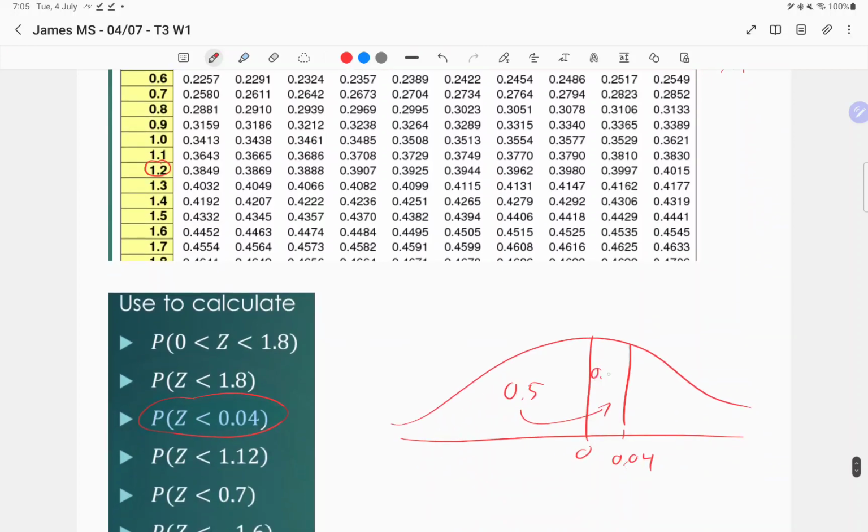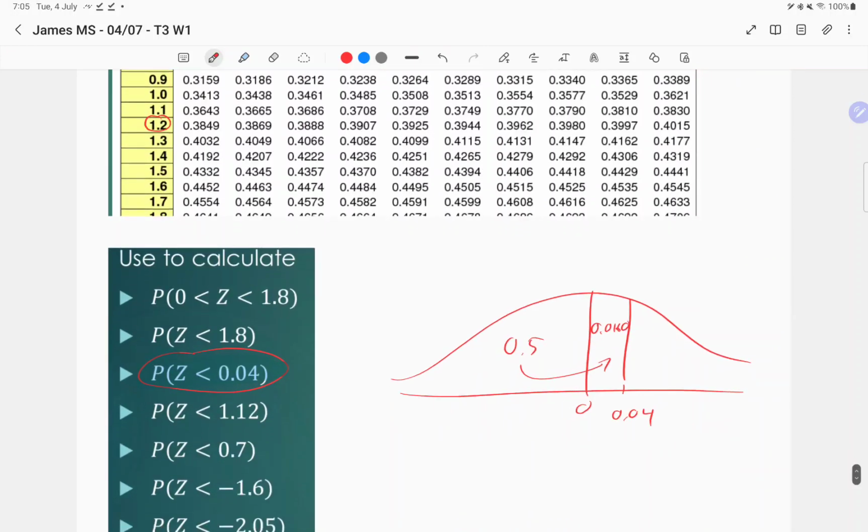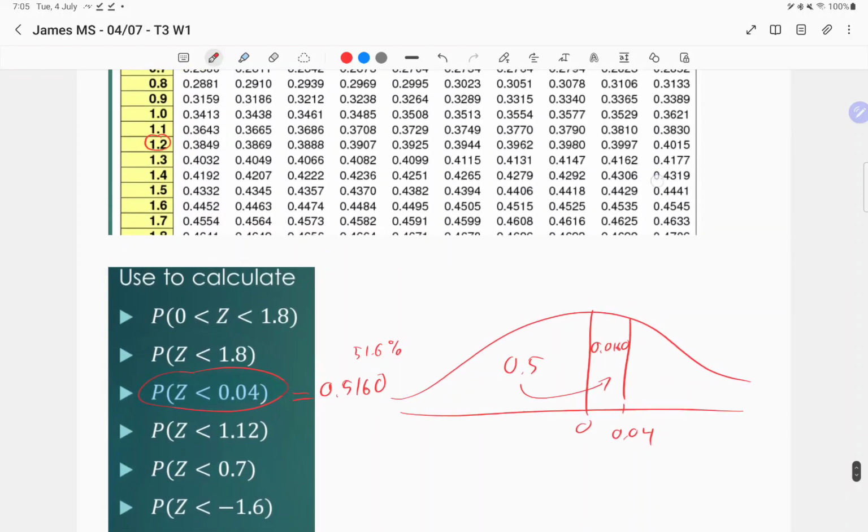So this one is 0.0160, add that to 0.5. That means the answer to this one is 0.5160. Correct up to 4 decimal places, which is pretty good. Because remember that is about 51.6%. So pretty good percentage when you're talking about a percentage point.